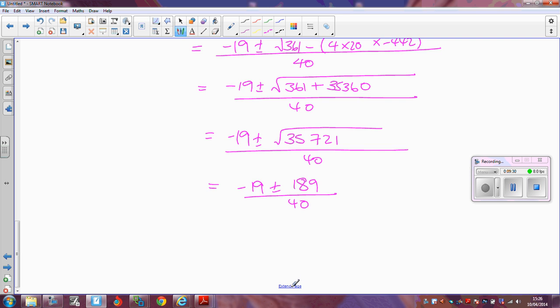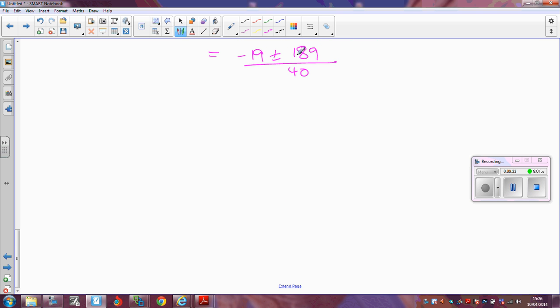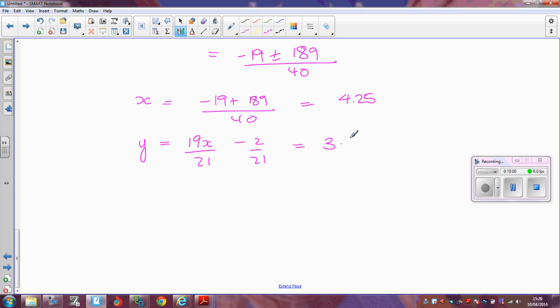Now we are looking for a length. I can see that the negative solution here, minus 19 minus the square root of 189, is going to be no good. So actually x is going to be minus 19 plus the square root of 189 divided by 40, and that comes out as 4.25. Now I also need the value of y. Easiest way to find that is y is 19x over 21 minus 2 over 21. I stick that into my calculator. Y comes out as 3.75.